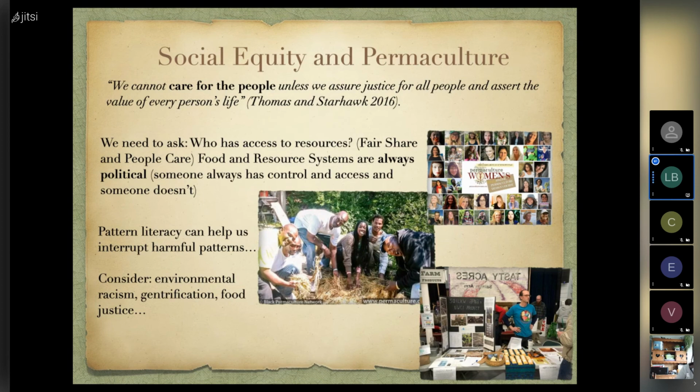So I just wanted to show that there are ways where permaculture can counteract some of the problematic aspects that we see. And I wanted to end the presentation with that.